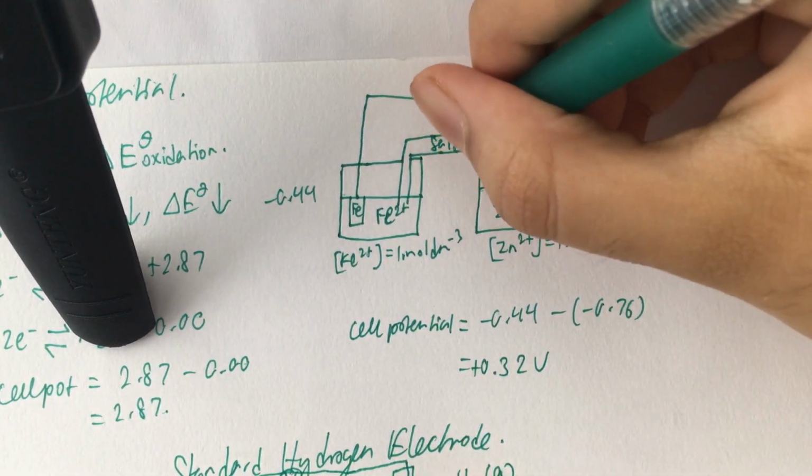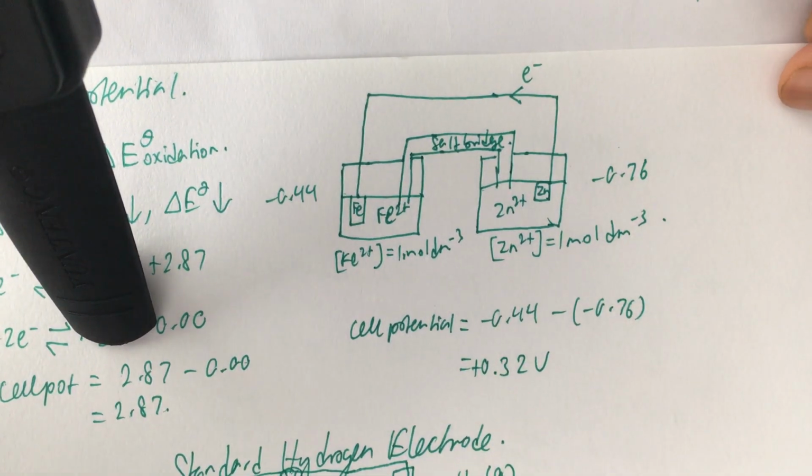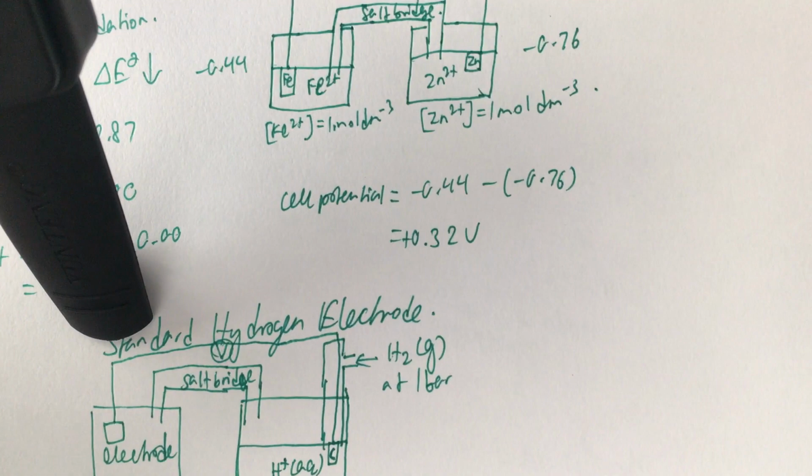Right, so the next learning outcome is using standard cell potential to deduce the direction of electron flow and to predict the spontaneity of a reaction.